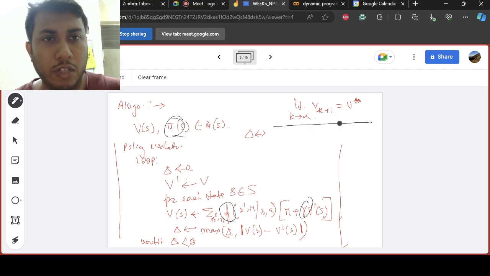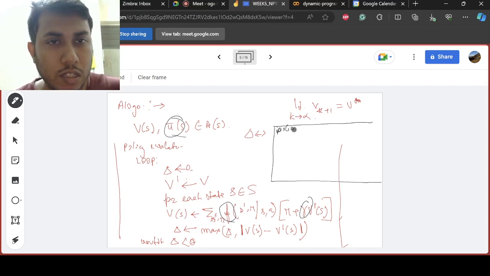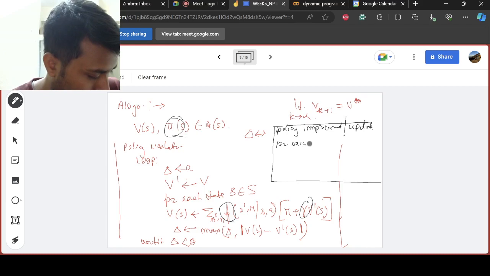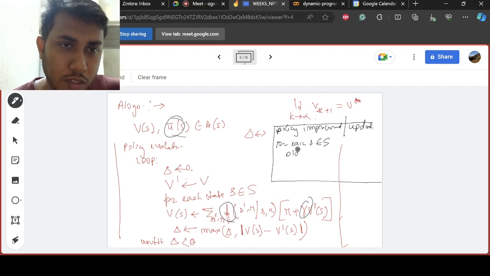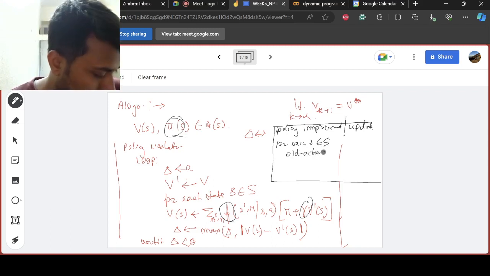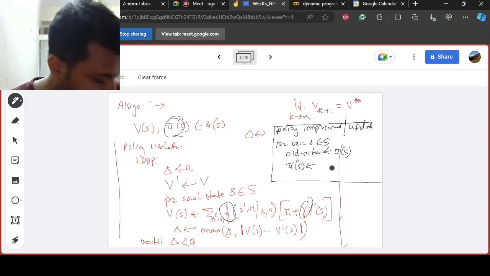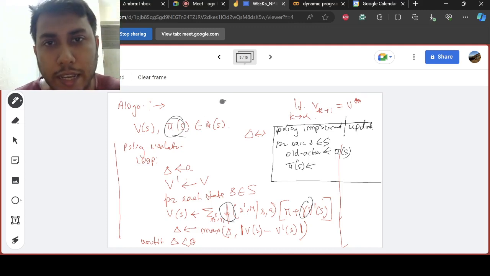what is the thing you need to get? You need to improve the policy: policy improvement slash update. So you will go for each state belonging to S, you will take the old action, that is basically your pi of S. Now what will you update pi of S as? For a state S you have got a pi of S, which means you have got a set of actions.